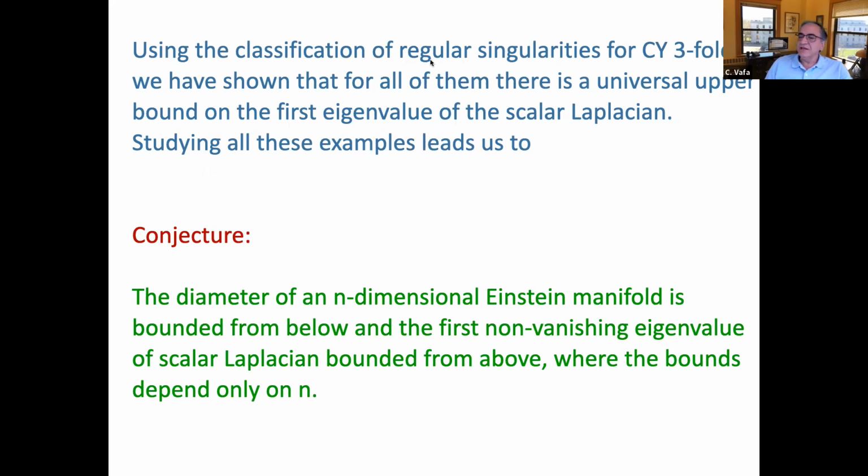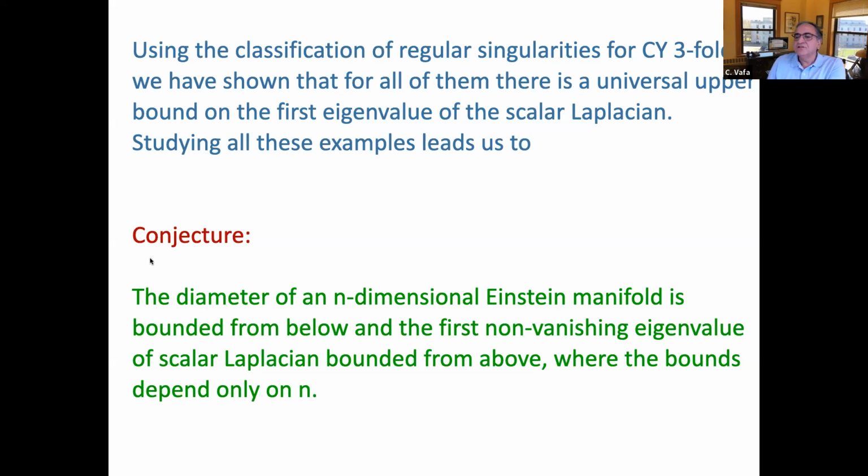Now, there are also irregular singularities for Calabi-Yau, and for all the known irregular singularities, we have also proven there's an upper bound. But since irregular singularities have not been classified completely, we cannot prove it for all Calabi-Yau periods. But I think this is already a strong indication that that's the case.